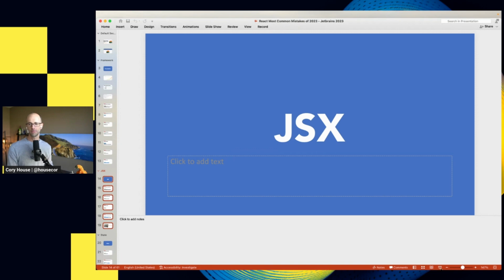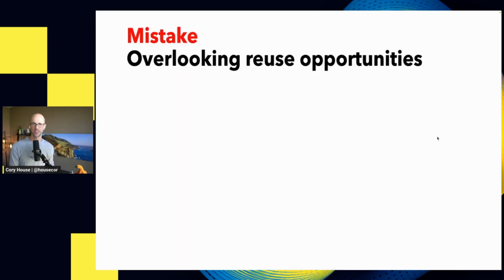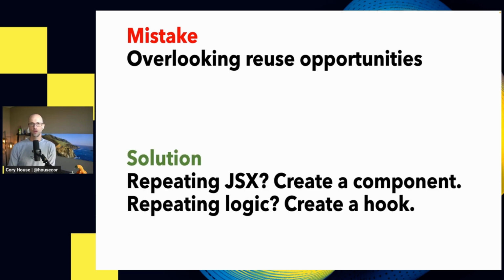Okay, next up, let's switch gears and talk about JSX. The probably number one issue that I see with JSX is overlooking reuse opportunities. If you are repeating JSX, that's a sign that you might want to create a component. If you're repeating logic, that's a sign you might want to create a hook. I love how simple React has made this. I have two primitives here, a component and a hook. And anytime that I'm repeating myself, I can reach for one of those depending on whether it's HTML or logic.